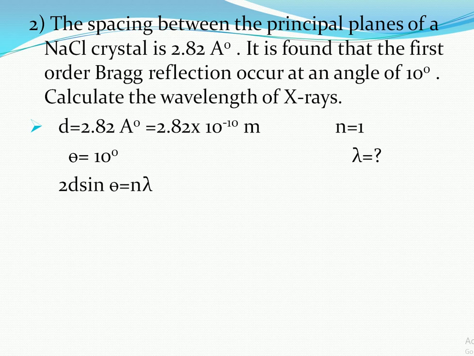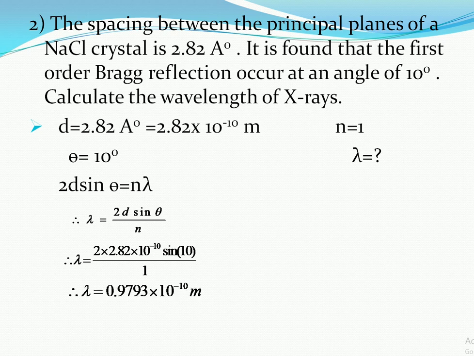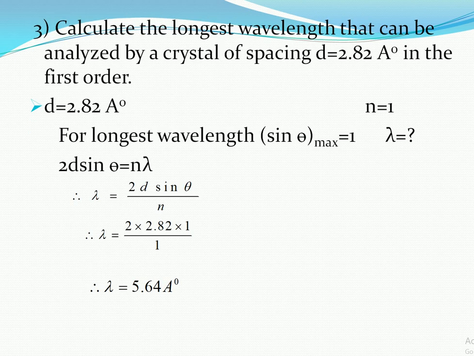The formula is 2d sin theta is equal to n lambda, and therefore lambda is equal to 2d sin theta by n. By putting the value d is equal to 2.82 into 10 raised to minus 10 multiplied by 2 into sine of 10 degrees divided by n is equal to 1, then we get lambda is equal to 0.9793 into 10 raised to minus 10 meter, and in Angstrom lambda is equal to 0.9793 Angstrom.